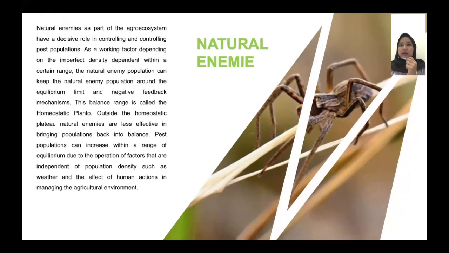The next is natural enemies. Natural enemies, as part of the agroecosystem, have a decisive role in controlling pest populations. They work in an imperfectly density-dependent manner within a certain range. Natural enemies can keep the pest population around the equilibrium limit through a negative feedback mechanism. This balance range is called the homeostatic plateau. Outside the homeostatic plateau, natural enemies are less effective in bringing the population back into balance. Pest populations can increase beyond the equilibrium range due to factors independent of population density, such as weather and the effect of human action in managing the agricultural environment.